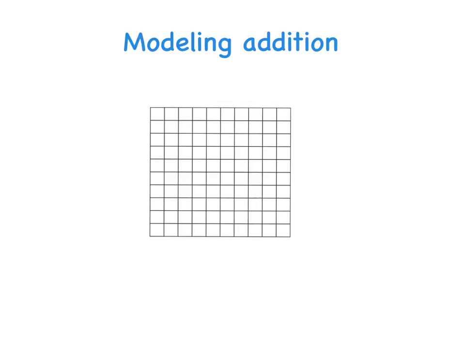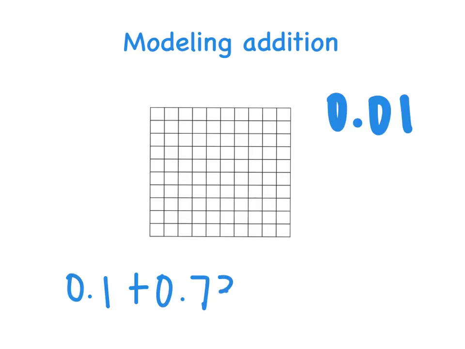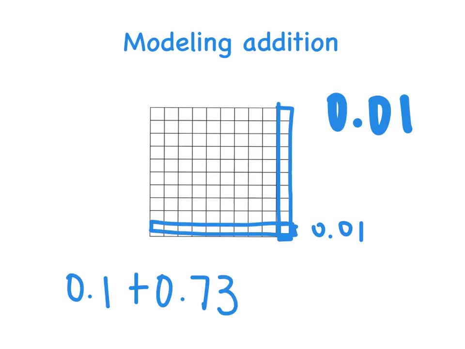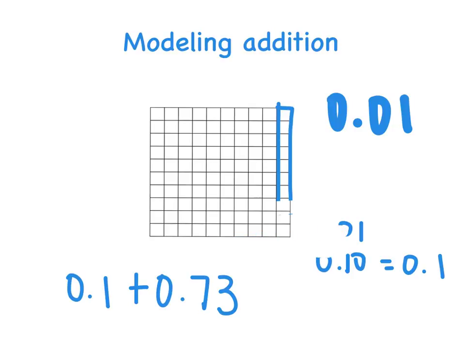So this is a hundredths grid. Each little square represents 1/100th, or 0.01. So let's say we had the problem 0.1 plus 0.73. If each little square is 1/100th, a whole column or a whole row is going to be 10 of those, so 10 hundredths, or 1/10. That's a good thing to remember as you're going through problems and modeling them using a hundredths grid.